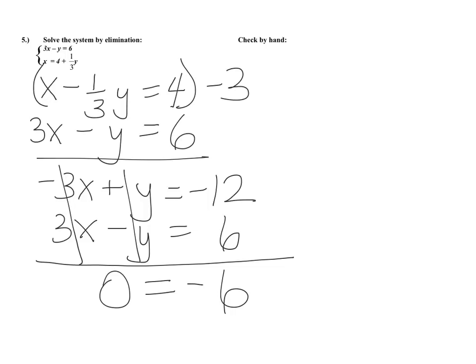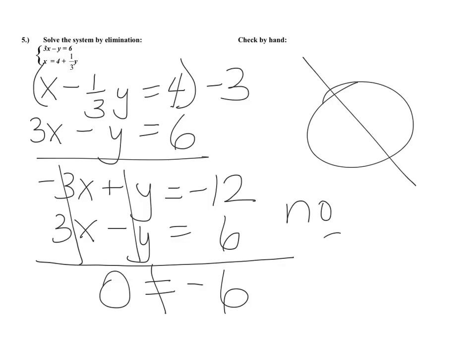We have a problem, right? All of my variables cancel out, and I have a statement that is not true. So when you get something like this, that is no solution. You can draw a circle with a line through it, or you can just write no solution. So think about what that means.